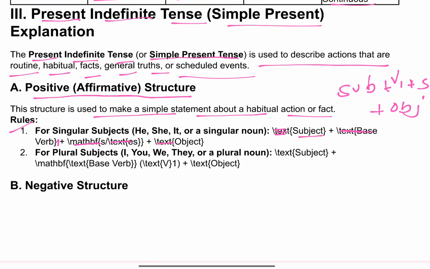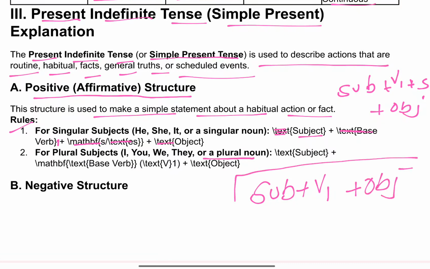Now for a plural subject: I, you, we, they, or a plural noun: subject plus verb first form plus object. Simple. This is very simple. For plural, subject plus verb first form plus object. Okay, remember these two structures and write them in your notebook.